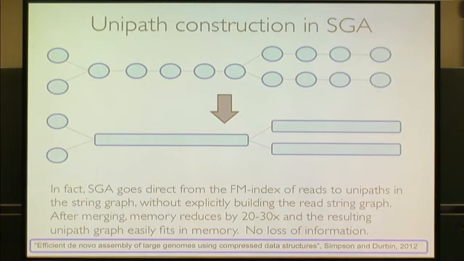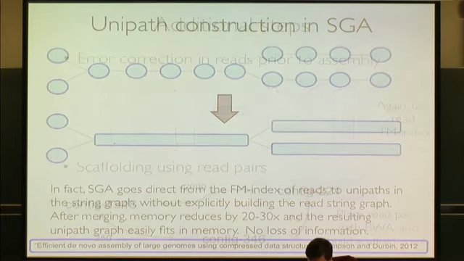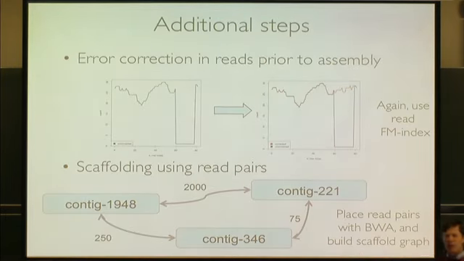And in fact, what SGA does is it goes straight to what are called the unitigs. All the things which overlap uniquely and where there's no split in the graph get collapsed down into single nodes, and this reduces memory by a large amount, and then it fits into memory, and there's no loss of information in that. So this is all prior to these pruning operations which we heard about this morning. Okay. So there are some additional steps.